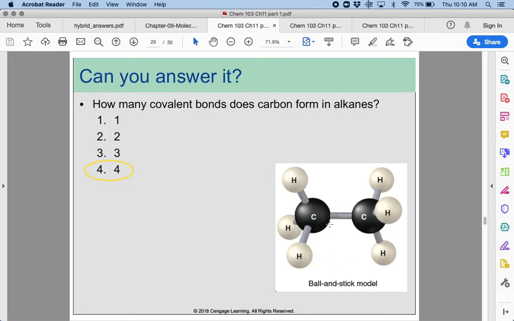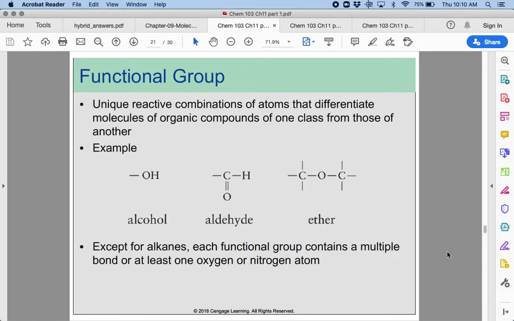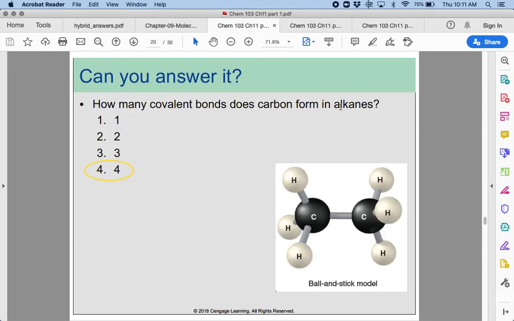Covalent bonds that carbon can make are 4, right? We know that it can make 4. In this case, this is 4 single bonds. We know it could do 2 double bonds, a single bond and a triple bond, or 2 single bonds and a double bond. A lot of different ways it could do it, but it always needs to make 4 bonds. And don't worry about this word alkanes. We're going to be talking about that in a minute.